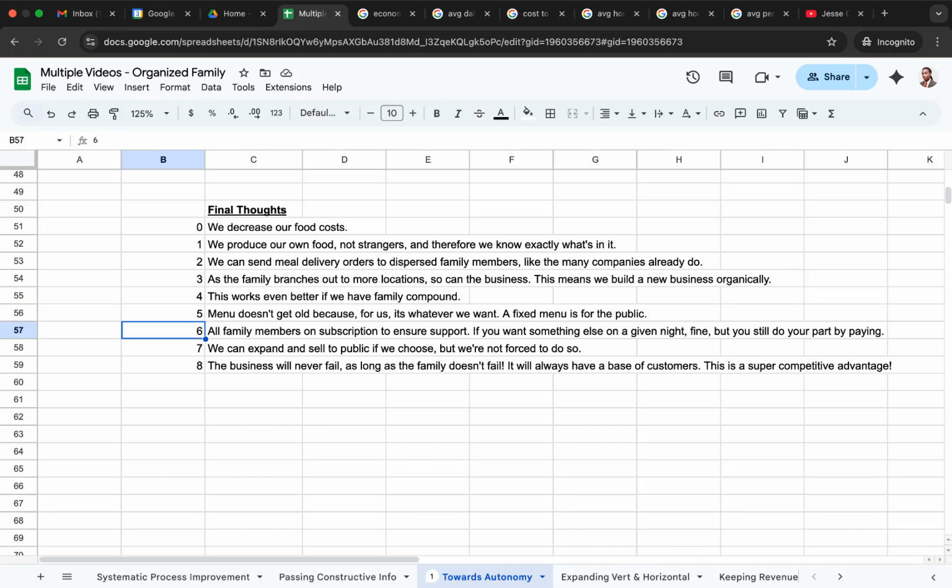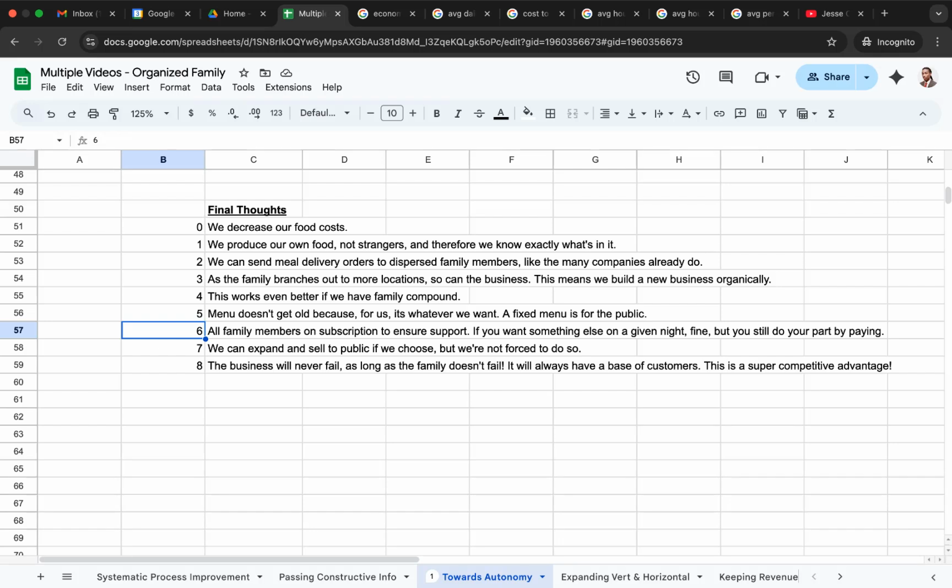But even going further with that, for number 6 here, I put all family members are on a subscription to ensure support. If you want something else on a given night, that's fine, but you still do your part by paying. Meaning everybody is already subscribed to the family kitchen. Now, if you want to go do something else on some other night, that's perfectly fine.